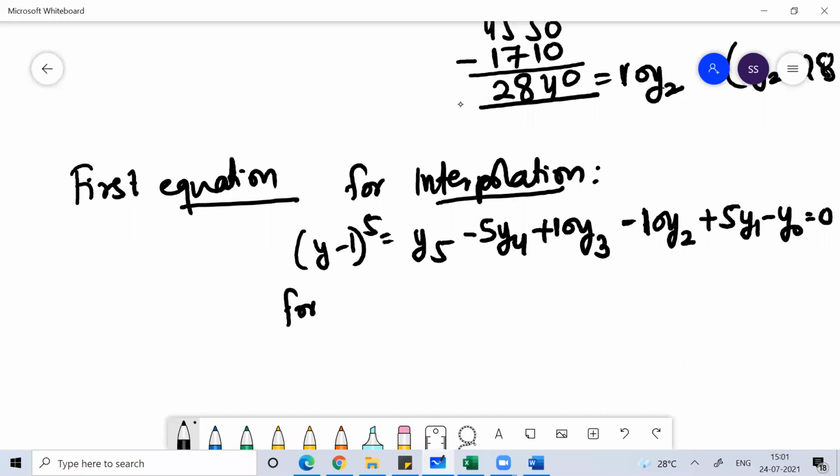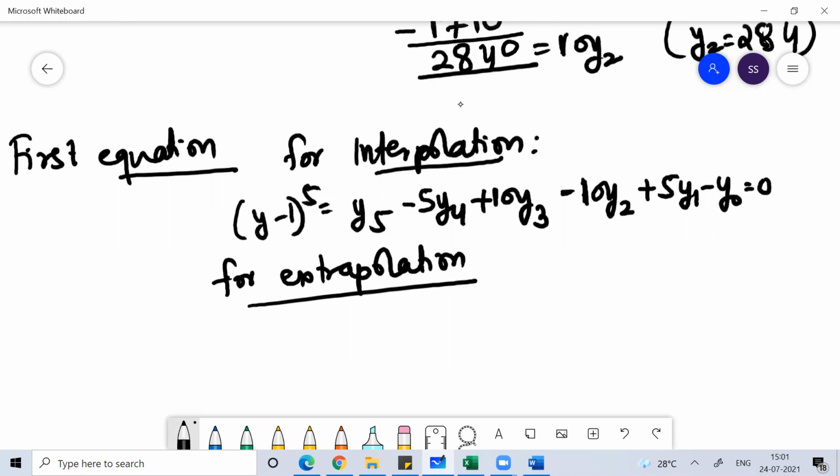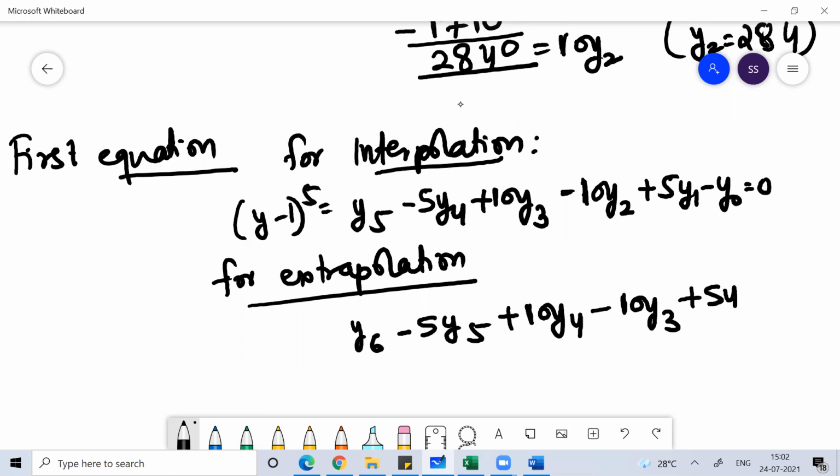Now for extrapolation, the equation we need to use is the same equation, but here you just increase every term by 1. Don't change the coefficients. So the equation will be y6 minus 5y5 plus 10y4 minus 10y3 plus 5y2 minus y1 is equal to 0.